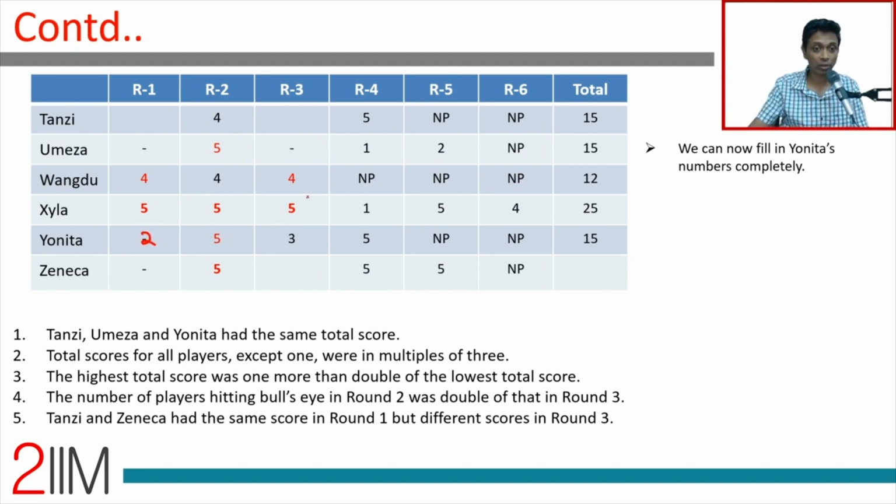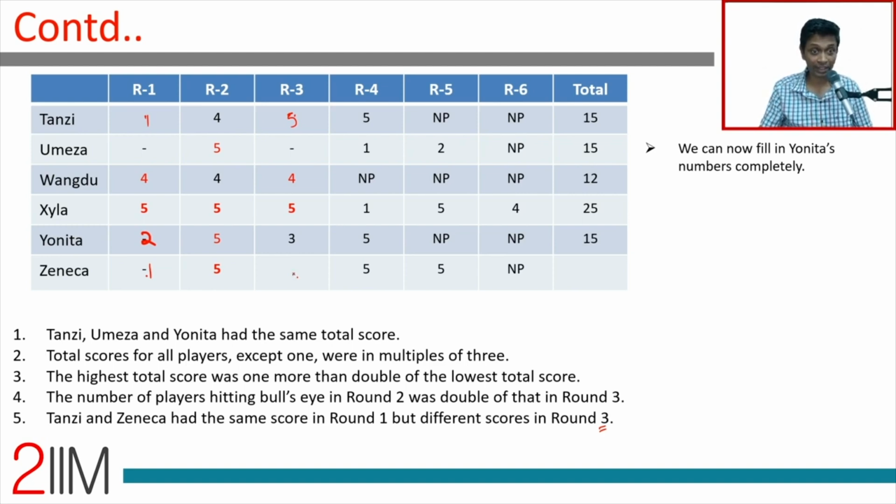Right. There's only 1 more bullseye here. Tanzi and Zeneca had the same score in round 1, but different scores in round 3. So if this were 5, this will not be 5. This will be different. Whereas these 2 should be equal. And so, if this were 5, this should be 1. That means this should be 1. Then this cannot be. This has to be 5. That condition will be violated.